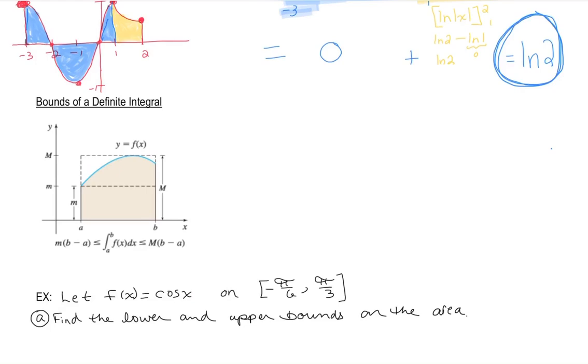These are the upper and lower bounds of a definite integral. So the definite integral is this beige area under the curve. That's what it gives us. So it certainly needs to be bounded between the inscribed and the circumscribed rectangle.